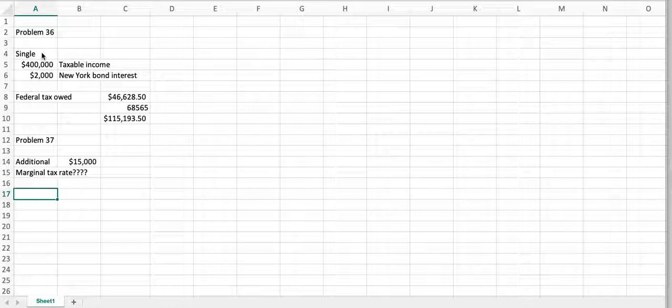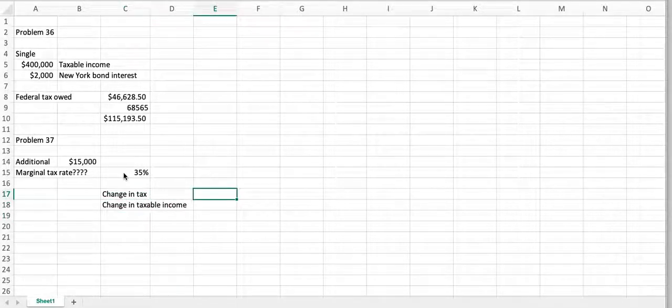If you make an extra $15,000, it's not going to bump you into the next tax bracket. So your marginal tax rate is 35%. That one's pretty easy to see in the chart. Make sure you look at that so you'll know what I'm talking about. But the other thing we can do is a marginal tax rate calculation, which is the change in tax divided by the change in taxable income.